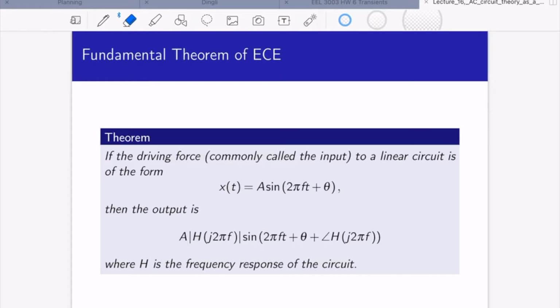The fundamental theorem of electrical and computer engineering says, if the driving force to a linear circuit is of the form x(t) = A sin(2πft + θ), then the output will be A times the magnitude of H at that frequency, |H(j2πf)|, times sin(2πft + θ plus the angle of H(j2πf)). This is exactly what we were doing when we were reading off the graphs. And of course, H is the frequency response of our circuit.